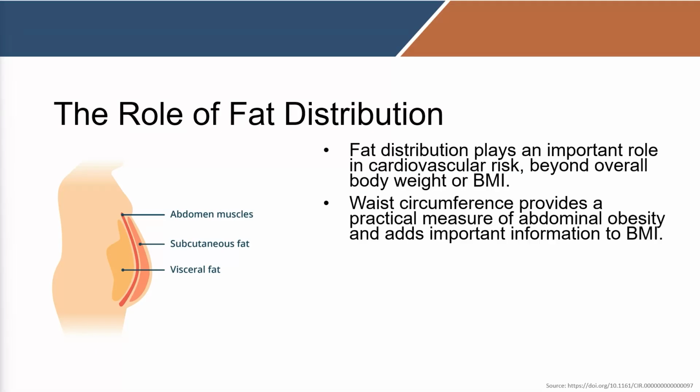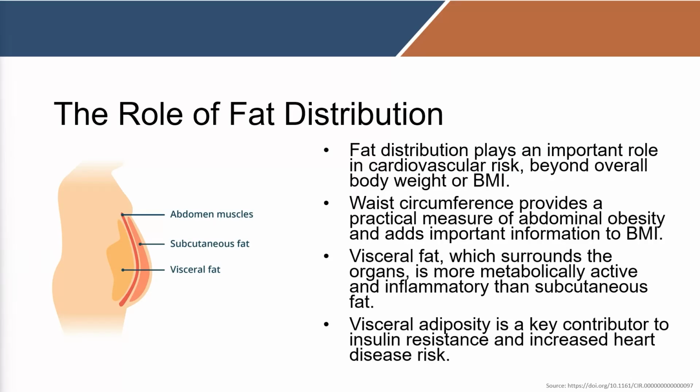So waist circumference can be a simple, practical way to measure abdominal obesity, and provides valuable information about body composition that BMI alone maybe does not capture. So when used alongside BMI, waist circumference can help better estimate our cardiovascular risk. Another important measure is the waist to hip ratio. This measurement has been shown to predict cardiovascular mortality independent of BMI.